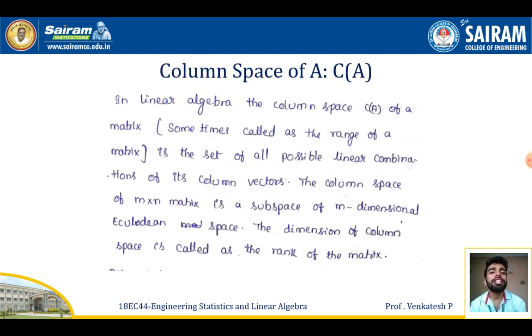First, we'll see what is meant by the column space of A. In linear algebra, the column space C of A of a matrix is sometimes called the range of the given matrix. It is the set of all possible linear combinations of its column vectors. The column space of an M cross N matrix is a subspace of M-dimensional Euclidean space. The dimension of the column space is called the rank of the matrix.